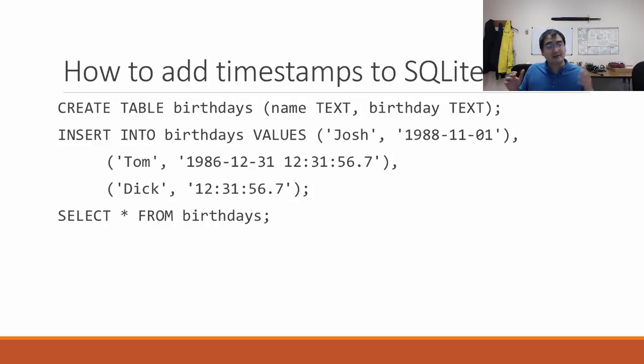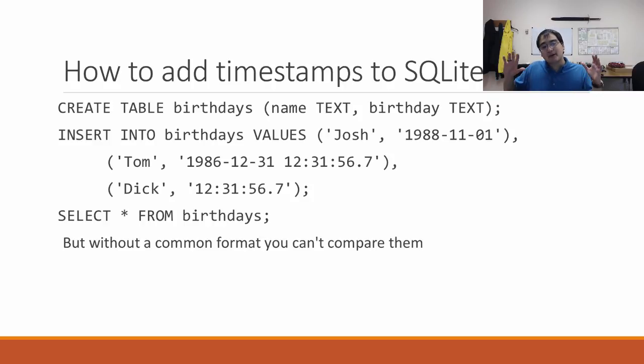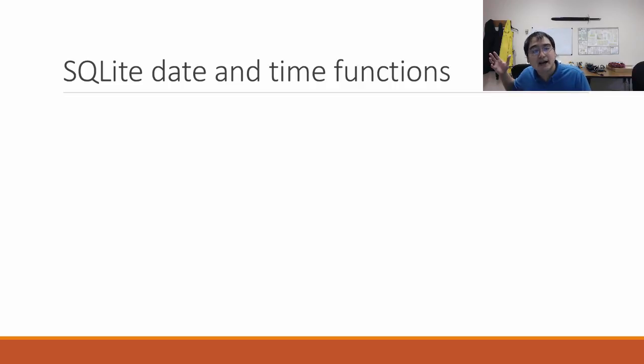And so if I say select star from birthdays, I can get all of that data that I stuck in because all of those dates are really just text. But the problem is that because some are dates, some are date times, some are just times, you can't compare them. By default, sorting these things won't make any sense. So the better way to work with dates is to use the date and time functions provided by SQLite.